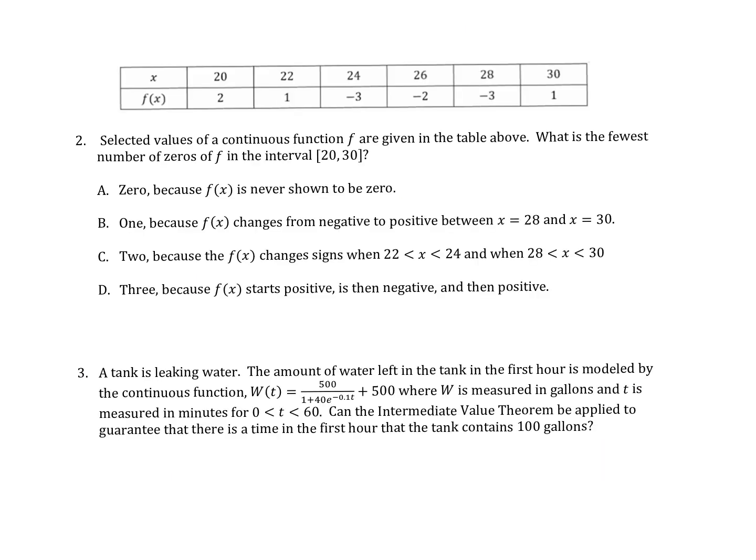All right, you guys, selected values of the continuous function are given. I only gave you points on this graph. I didn't give you the actual function. But look what they said. It's continuous. Okay, they gave us that requirement. Check. What is the fewest number of zeros we can have on the interval from 20 to 30? Those are my endpoints. Zeros are where we cross the y-axis, where my y value is 0. F of x is just fancy for 0.